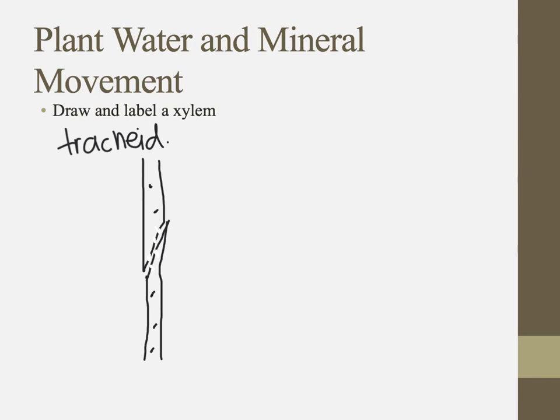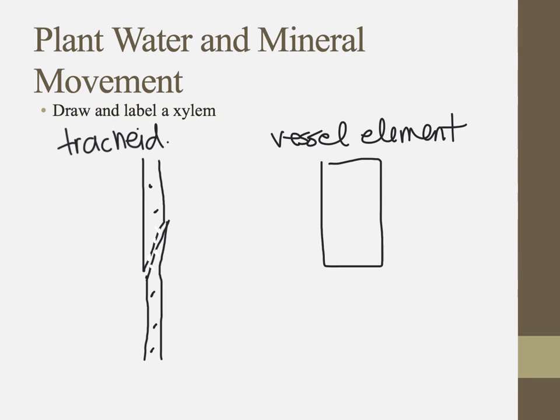The other kind of cell we're going to find in the xylem is what we call a vessel element. Vessel elements are a little larger in diameter, and they're going to kind of butt up to one another like so. Again, the ends of them are going to have pores so that things like, I don't know, water can pass from one cell to the next. So the ends of them are going to have these pores in them.